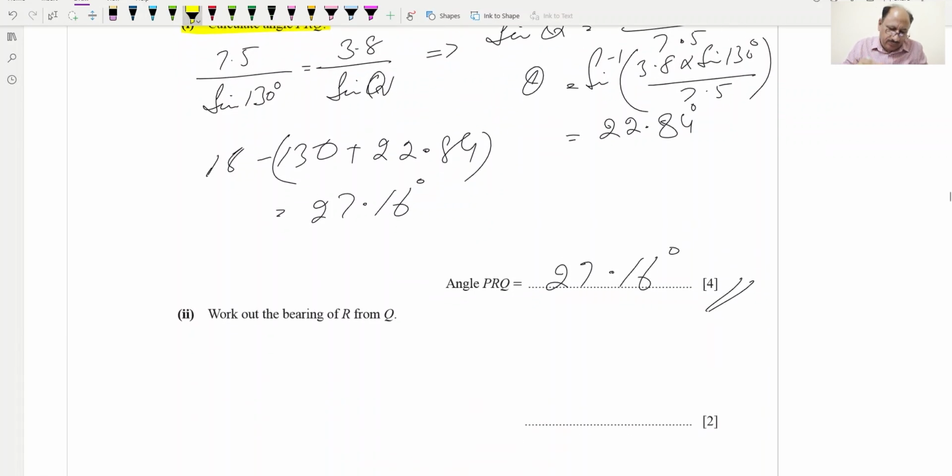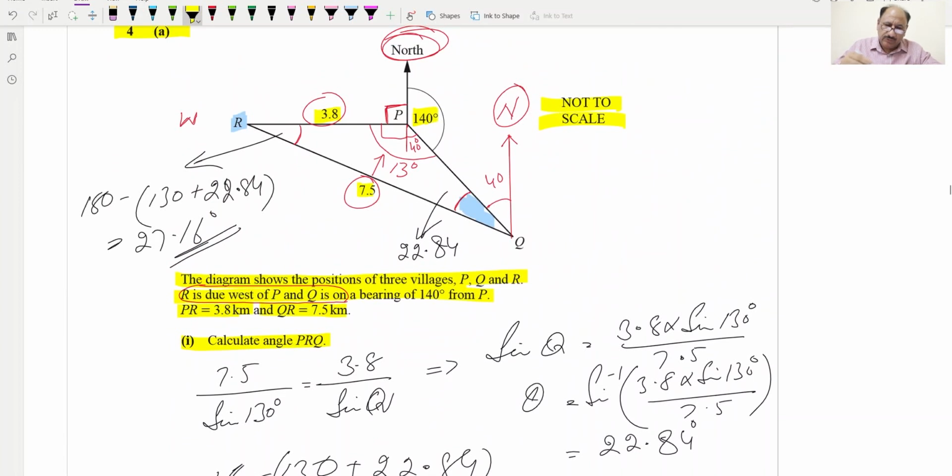And now the second part, they're saying work out the bearing of R from Q. So R from Q will be, which one? R is this one. So R from Q will be starting from this north and checking for this whole angle up to this one will be our answer, and we have to subtract from 360, we'll have to subtract 40, and we have to subtract 22.84, and we will get our answer.